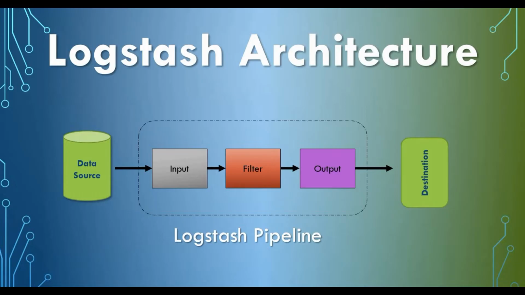So the data source will be coming to Logstash as an input, and that will undergo a lot of filters in the filtering section, and then it can go to the output. In our case, we'll be using Elasticsearch as the destination.